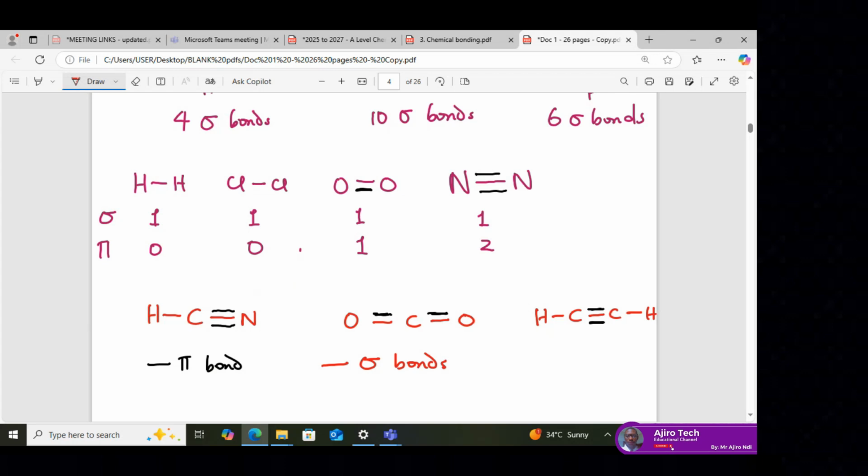So the first bond formed between two atoms is a sigma bond. Any other bond formed after the first bond is a pi bond.